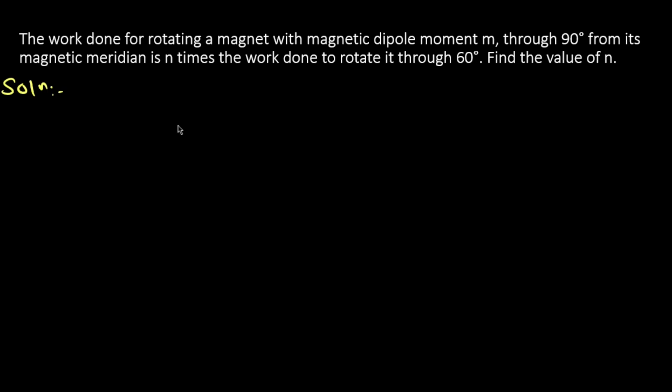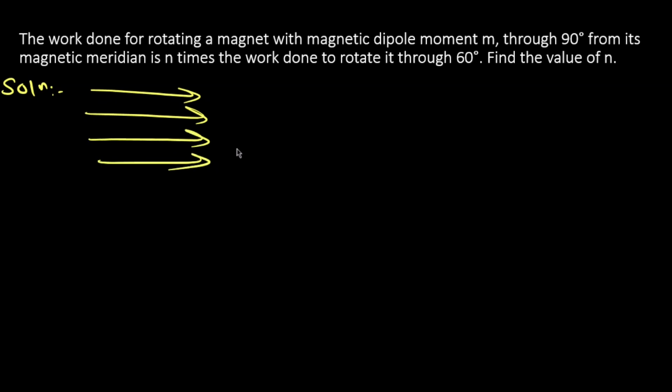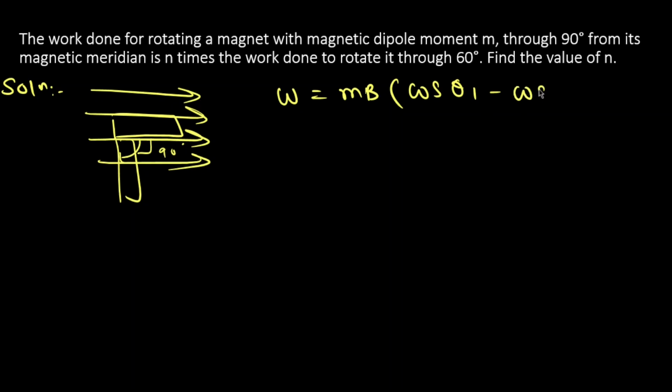So solution, we know that in a magnetic field, if you place a bar magnet, it will always point towards the magnetic field. Now in order to rotate it through an angle of 90 degrees, we need to do work, and that work is given to us as W equals mB (cos θ1 minus cos θ2). θ1 is the initial angle and θ2 is the final angle.